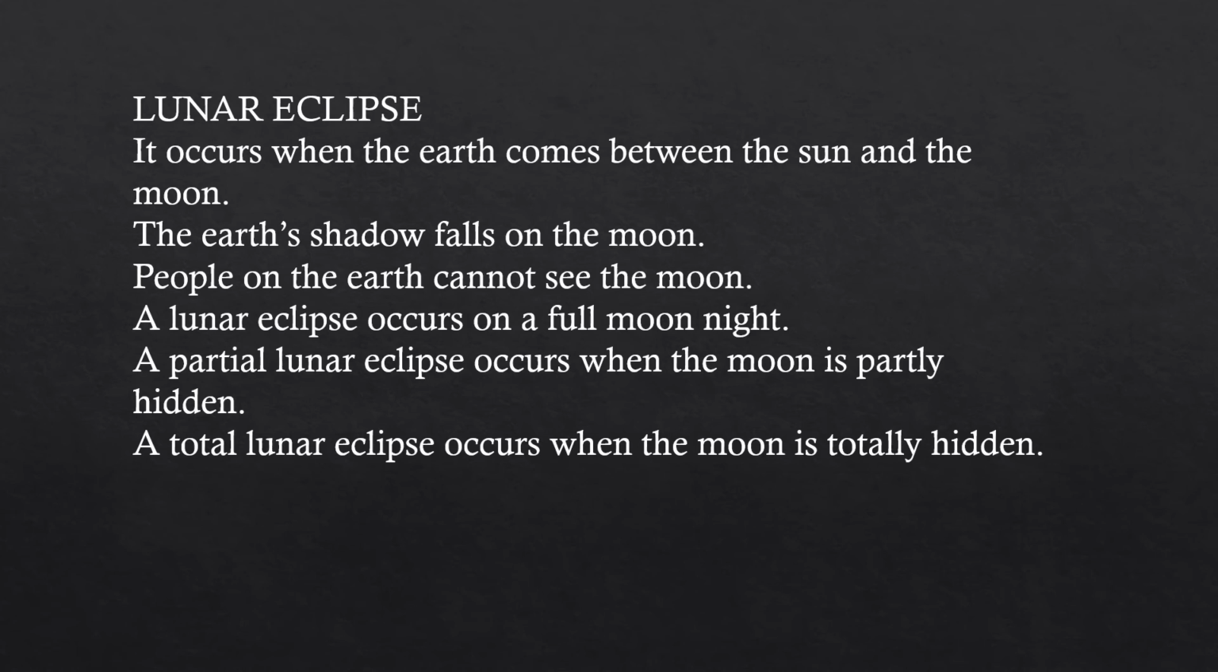A lunar eclipse occurs when the earth comes between the sun and the moon. The earth's shadow falls on the moon. People on the earth cannot see the moon. A lunar eclipse occurs on a full moon night. A partial lunar eclipse occurs when the moon is partially hidden. A total lunar eclipse occurs when the moon is totally hidden.